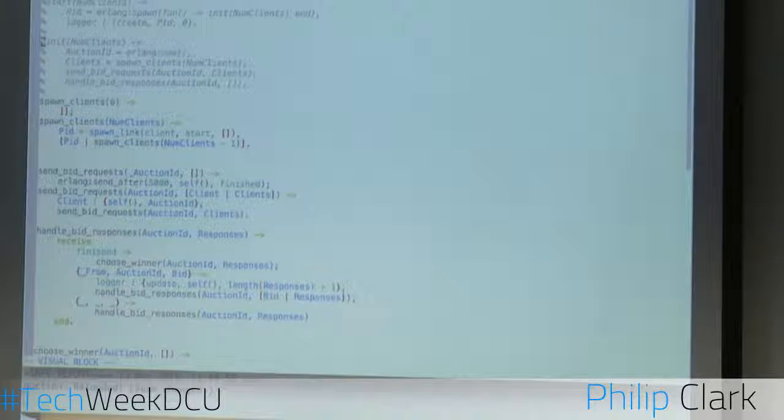Okay, so some of the code up here, let's have a look at what this does. This init function just takes the number of clients that this auction wants to have. It creates a unique auction ID, which is just a timestamp we will use for that. It makes all the clients for us, so it spawns the clients. And then it glues together the whole send bid requests and handle bid responses functions. And then at the very top, this is the main API call. If somebody calls start and gives us a number of clients, this is where we actually spawn the auction process.